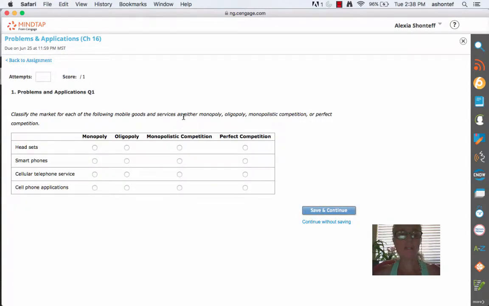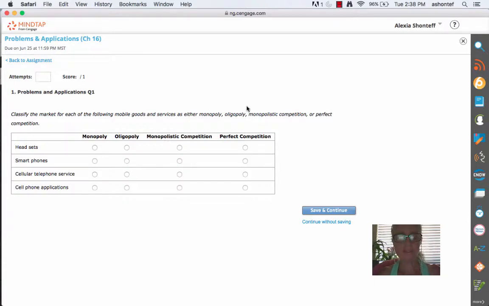So the first question is just basically trying to get you to think about types of goods and what would be more competitive and what would be less. So I'll try and just give you some hints here. So headsets, think about it. There's all kinds of manufacturers of headsets. So there's lots and lots of firms out there, and there's lots and lots of people wanting to purchase headsets. Smartphones, kind of same thing.